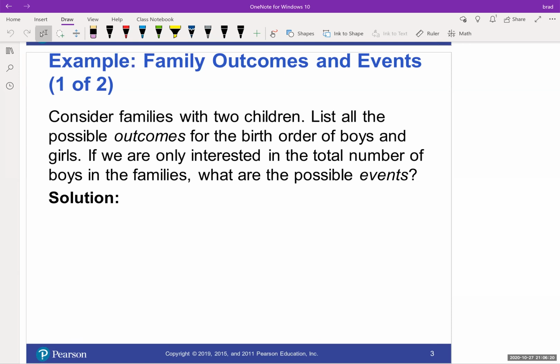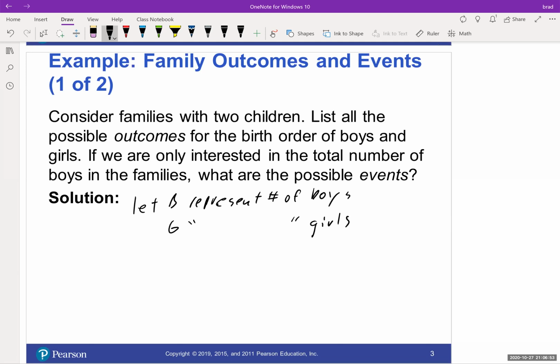Okay, so let's take a look at a problem like this. It says, consider families with two children. List all of the possible outcomes for the birth order of boys and girls. If we are only interested in the total number of boys in the family, what are the possible events? So we're going to let B represent number of boys and G represent number of girls.